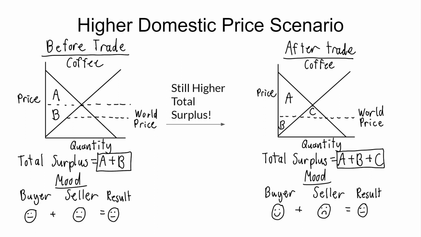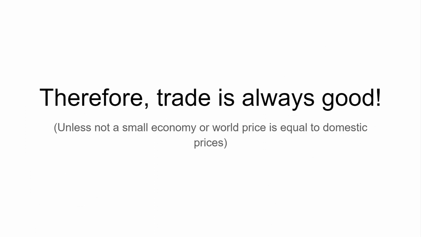Like the last graph, the extra trade creates another area C, which represents the gains from trade. Once again, the total surplus is higher than without trade, meaning greater economic well-being. Therefore, we can see that unless the world price is exactly equal to the domestic price, there is always a benefit for a small economy to trade internationally.